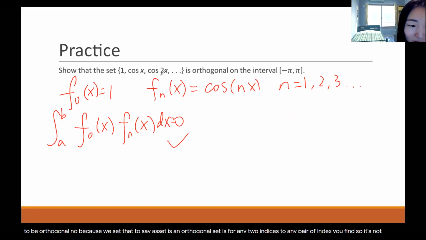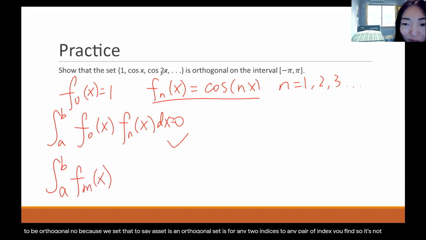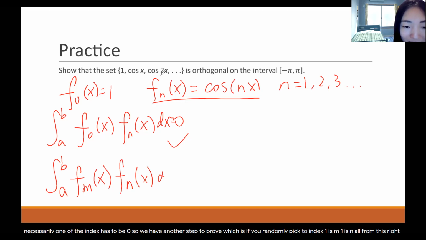So we have another step to prove, which is if you randomly pick two indices, one is m, one is n, all from when n is greater than or equal to 1, we have to prove that this inner product also holds. Okay, so let's do our calculations here.